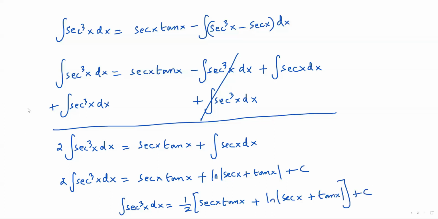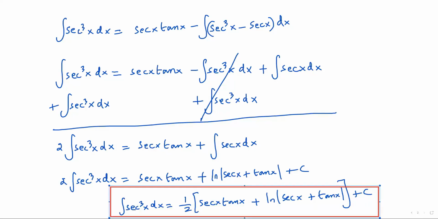So now I got the integration of secant cube x, which is 1 half times secant x tan x plus natural logarithm of absolute value of secant x positive tan x plus c.